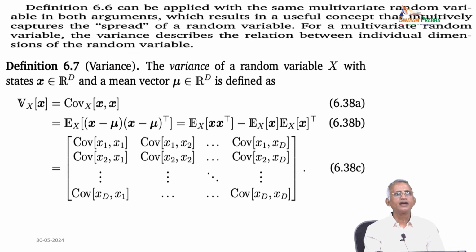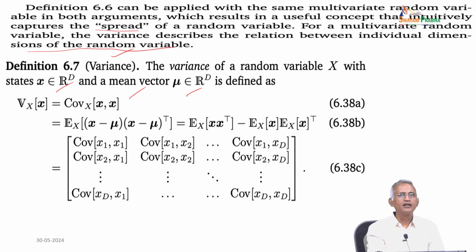Now, the definition can be applied with the same multivariate random variable in both arguments, which results in the usual concept that intuitively captures the spread of a random variable. For a multivariate random variable, the variance describes the relationship between the individual dimensions of the random variable. So, the definition of variance: the variance of a random variable x with states x in R^d and mean mu in R^d is defined as variance of x equal to covariance of x comma x.